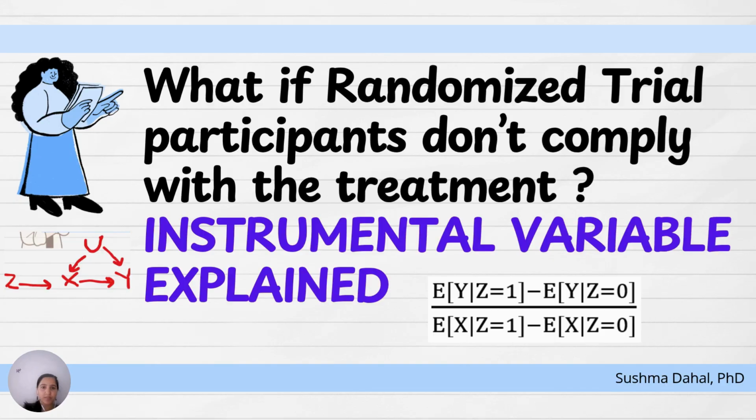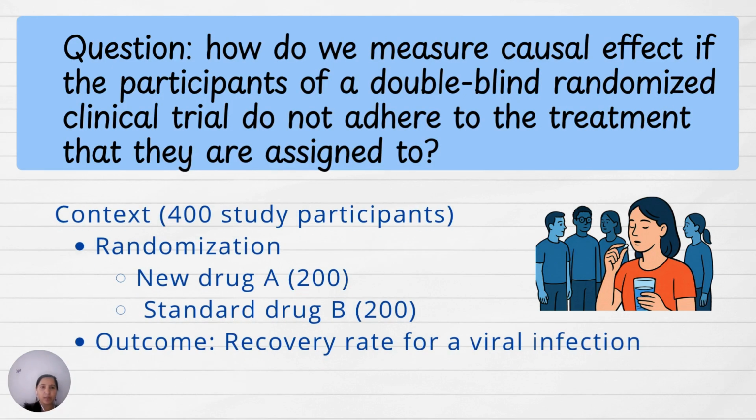In this video, let's talk about instrumental variable in the context of randomized trial. So the question is, how do we measure causal effect if participants in a randomized trial do not follow the treatment that they're assigned to?